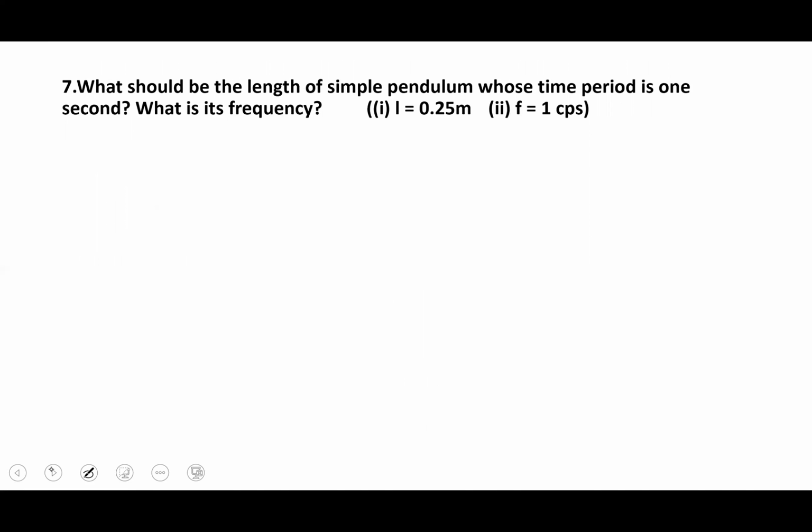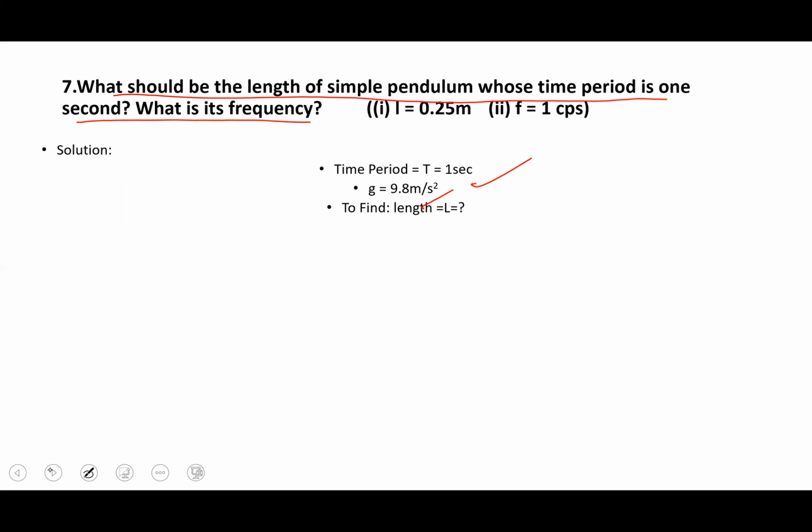Question number 7 says, what should be the length of a simple pendulum whose time period is 1 second? What is its frequency? So very interesting question, that the time period is given to us, which is 1 second, and the value of g is also given to us, which is 9.8 meter per second squared. And we have to find the length of that pendulum, and we have to find the frequency of that pendulum as well.